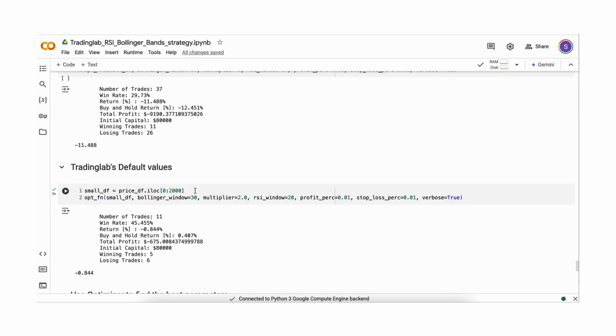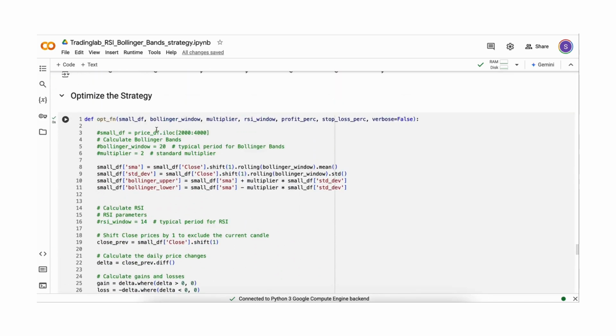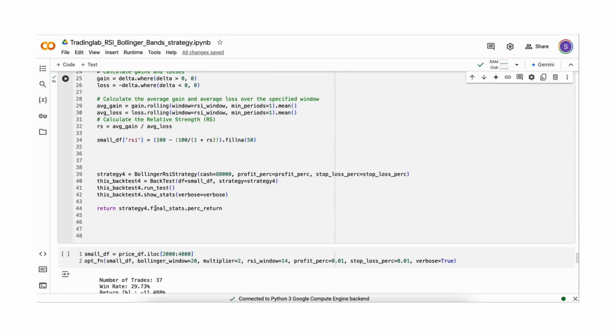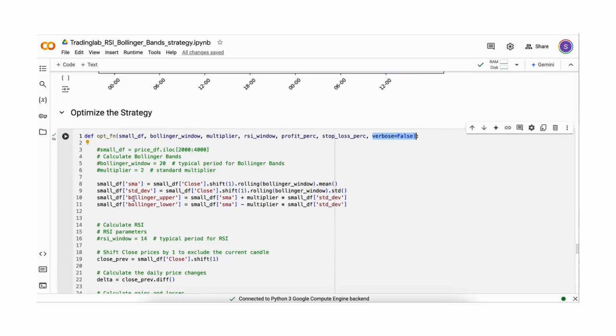Just to give you an idea of how the Python code executes, we define this optimization function, which takes the data frame and all of the values that we can optimize over. In this case, we can optimize the Bollinger window, the multiplier of the Bollinger Bands, the RSI window, and the profit and the stop loss percentages. The verbose value is by default set to false. If it is set to true, it prints out the stats from this strategy.